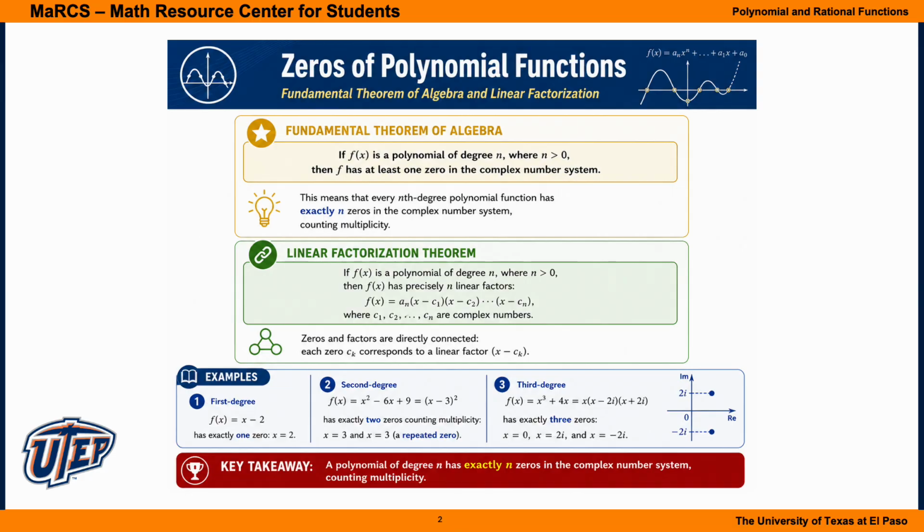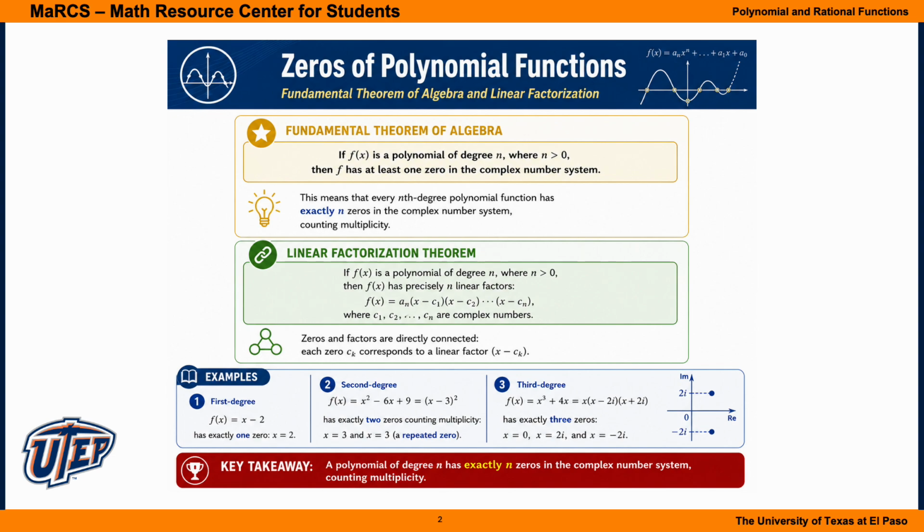So here we have some examples, starting off with the first degree. f of x is equal to x minus 2. So this one has exactly one zero at x is equal to 2. For our second degree example, we have f of x is equal to x squared minus 6x plus 9. So we have (x minus 3) squared. So this one has exactly two zeros, counting multiplicity, at x is equal to 3 and at x is equal to 3. So this is a repeated zero.